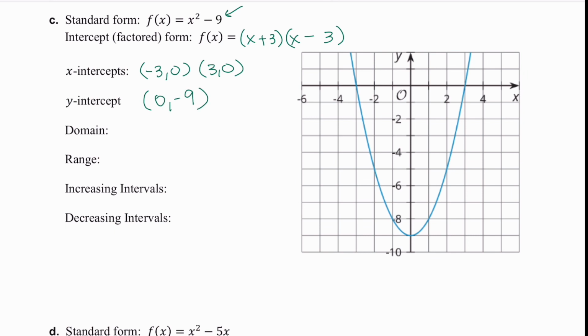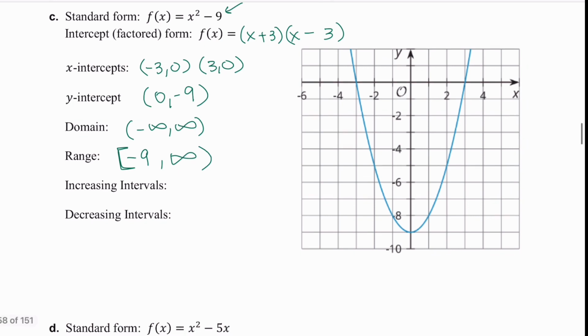Now the domain is all the numbers, negative infinity to infinity. Now the range, we're going to start at the bottom, which is negative 9, and it's going everywhere up. Range talks about the y values. So we start at negative 9 and we go to infinity. Now negative 9 is part of the graph, so we're going to put a bracket on negative 9 and it goes till infinity, but we never hit infinity, so we put a parenthesis.